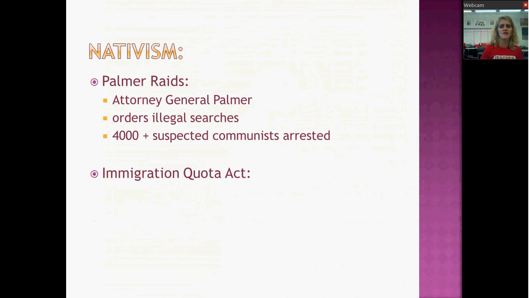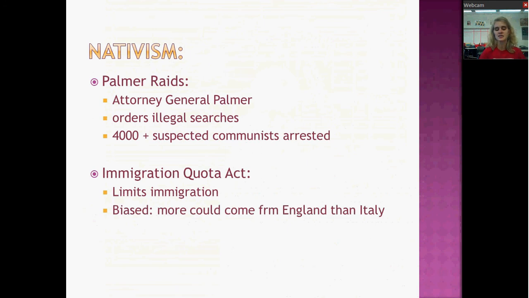The other effect that we have here is the Immigration Quota Act. So this is a law that was passed by the Republican government that limited immigration into the country. So basically what they did is they set numbers. So we would only take in this many people from this country and this many people from this country. But it's a pretty biased law. More people, for example, could come in from England than Italy. So we might say that, well, we'll take 1,000 immigrants this year from England, but only 100 from Italy.